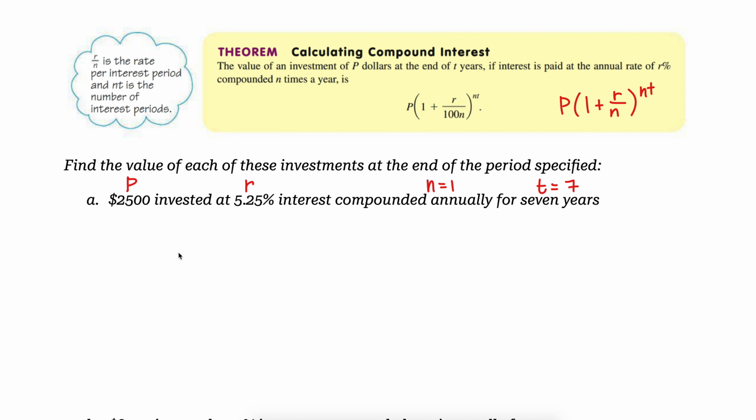If I'm using the second version of the formula, I will first turn R into its decimal form. So when we plug in, we're going to take our principal, and then in the parentheses, it's 1 plus, and again, the rate in its decimal form is going to be 0.0525 divided by n, which is 1, and then raised to the 1 times 7, or just the 7 power.